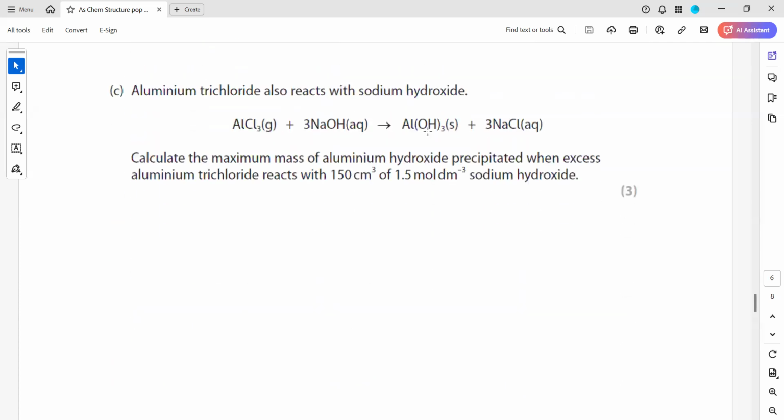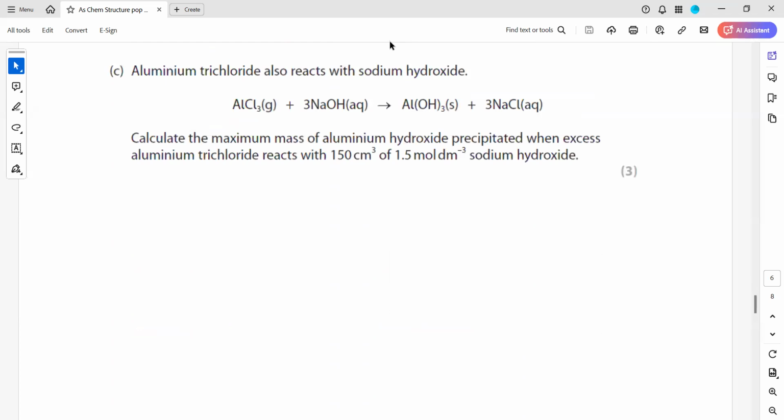Then part C. Calculate the maximum mass of aluminum hydroxide precipitate formed with an excess of aluminum trichloride. Excess means that when a chemical reaction occurs, one is a limiting reagent and another one is in excess. So when they said that aluminum trichloride is in excess, it means we use more than enough for a complete reaction. That's it. So sodium hydroxide is the limiting reagent.